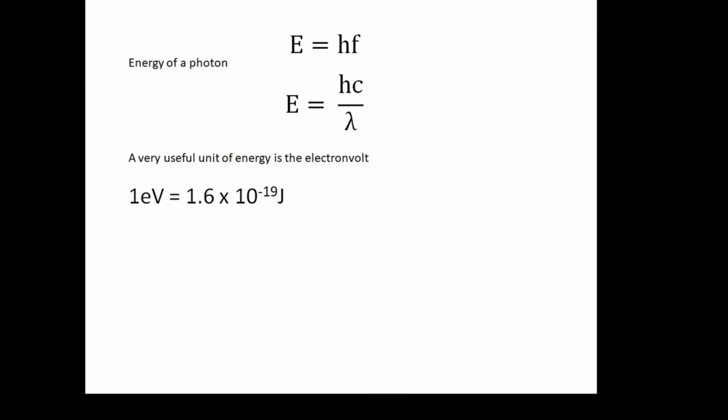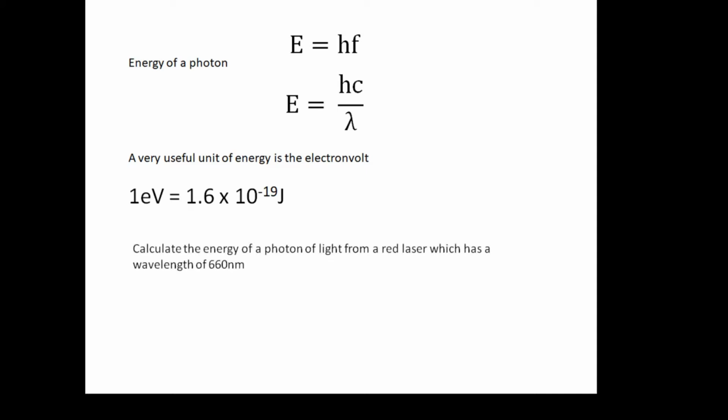We're dealing with very, very small amounts of energy here. So there's a very useful unit of energy that we use a lot in physics, especially in the second year, and it's called the electron volt. And 1 electron volt is 1.6 times 10 to the minus 19 joules of energy. A very, very small amount of energy, 1 electron volt.